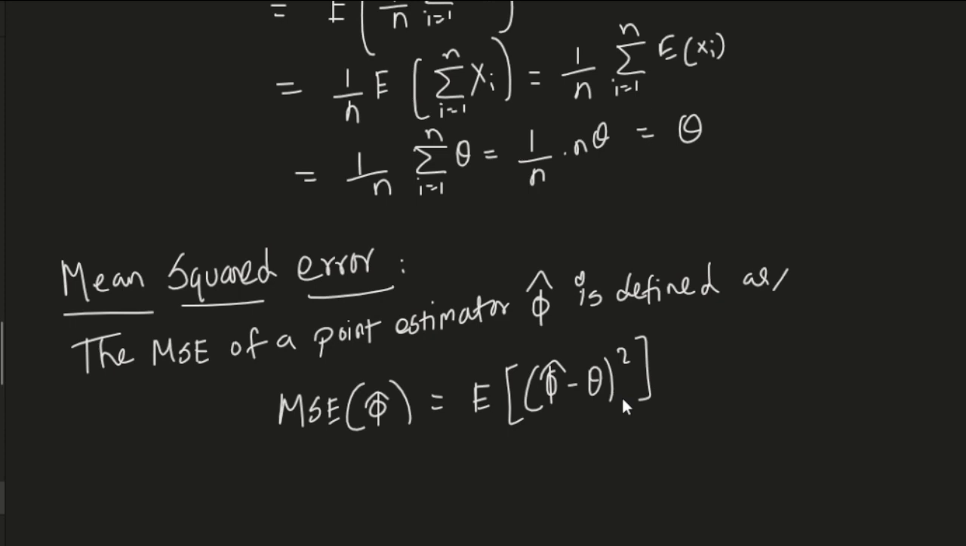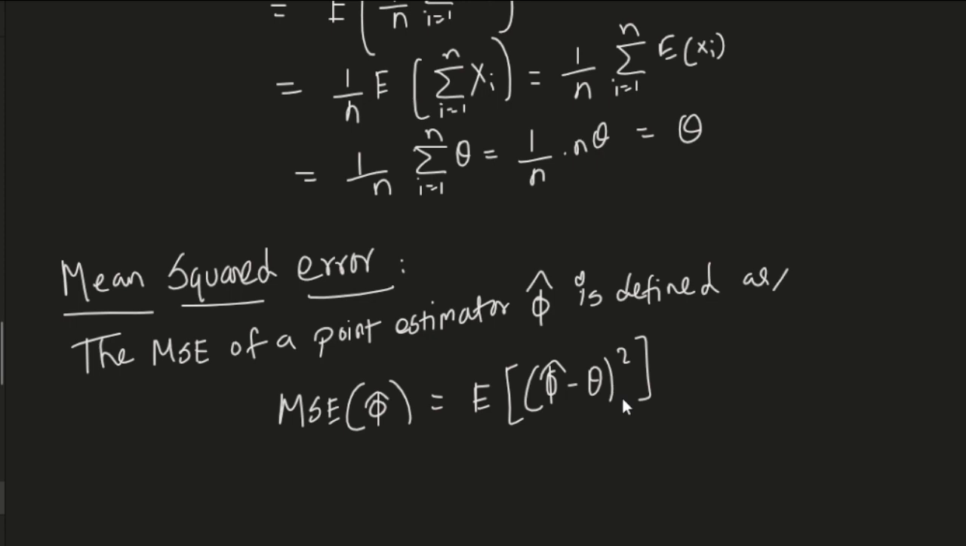So this is the mean squared error, because phi cap minus theta is the error that we make when we estimate theta based on phi cap. Phi cap is an estimator of theta, but since we say estimator, we are not guaranteed that phi cap would always equal theta. So there can be some error, given by phi cap minus theta. And mean squared error is basically we square the error first, which is (phi cap minus theta) squared, and then we take the mean of it.